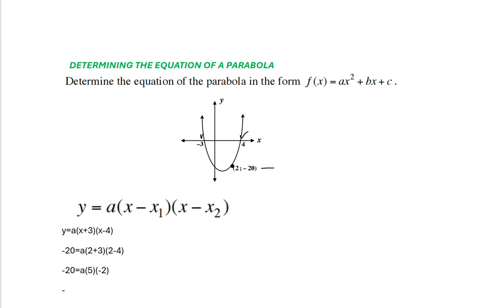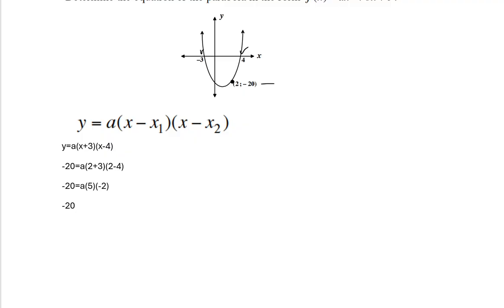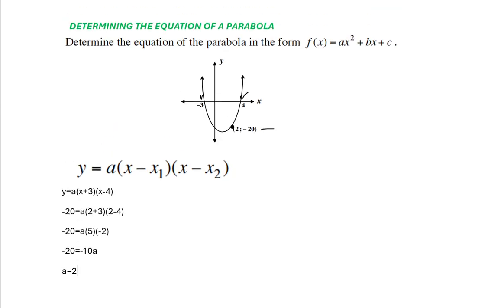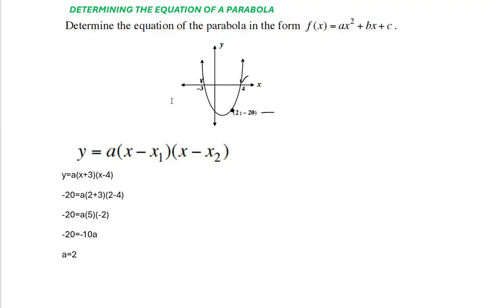Then we have -20. -20 is equal to -10a. Therefore for our a, we divide both sides by -10, and we get a being equal to 2. This is our a, so we have already found a. They said to determine the equation of the graph in the form ax squared plus bx plus c, but we have our a already, so we still need b and c.